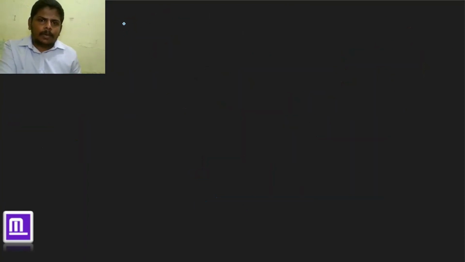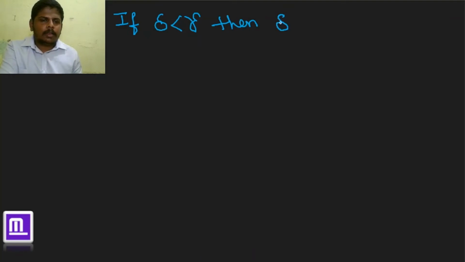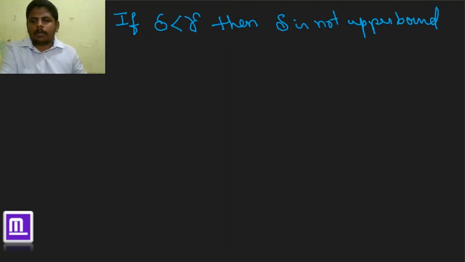Let's write what we have. We have, if delta is a cut less than gamma, then delta is not an upper bound. Not an upper bound, isn't it?